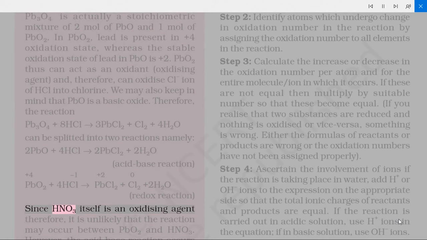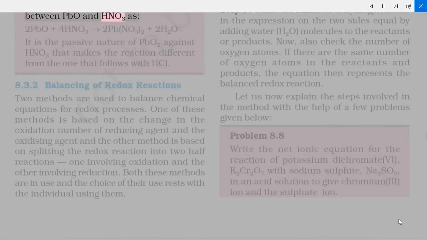Since HNO3 itself is an oxidizing agent, it is unlikely that a reaction may occur between PbO2 and HNO3. However, the acid-base reaction occurs between PbO and HNO3 as 2PbO + 4HNO3 → 2Pb(NO3)2 + 2H2O. It is the passive nature of PbO2 against HNO3 that makes the reaction different from the one that follows with HCl.